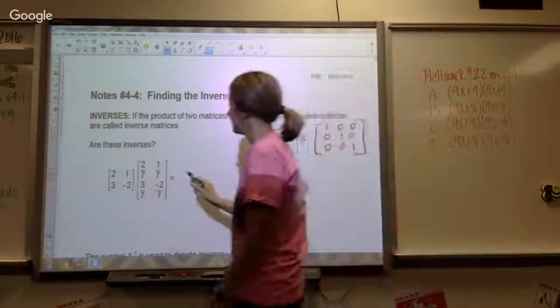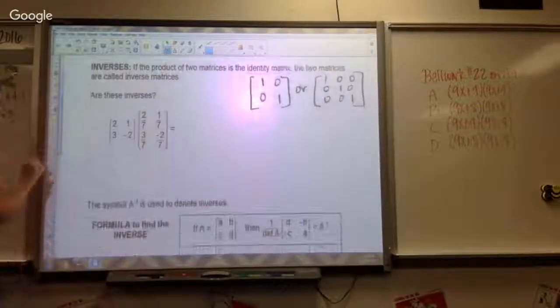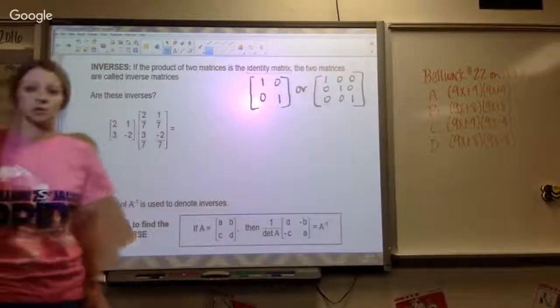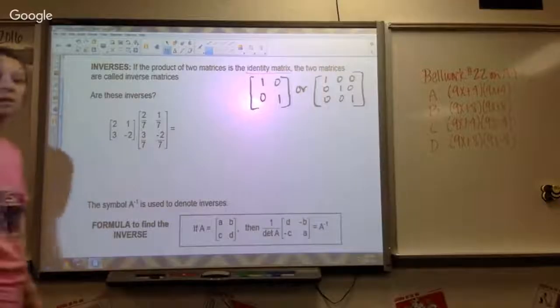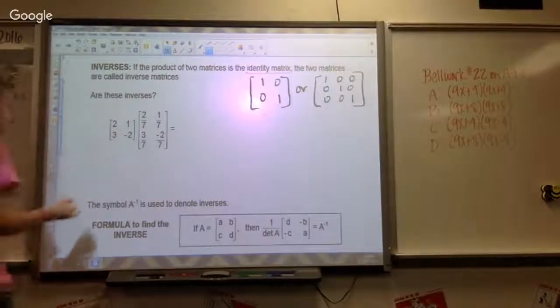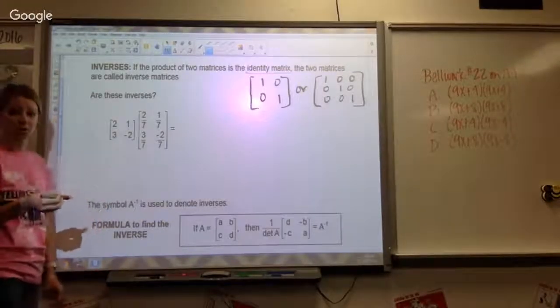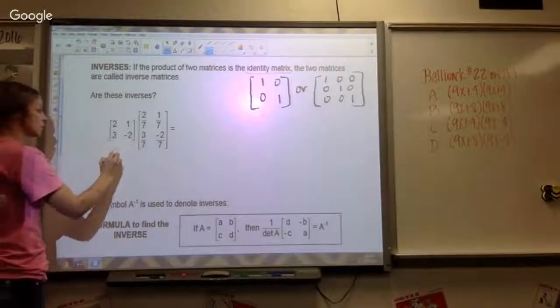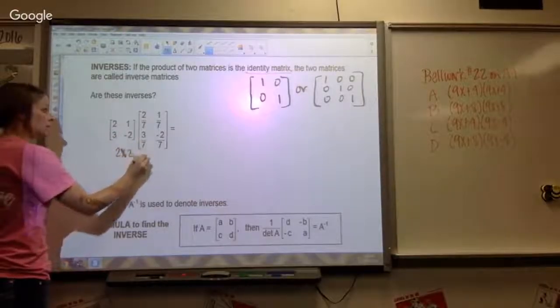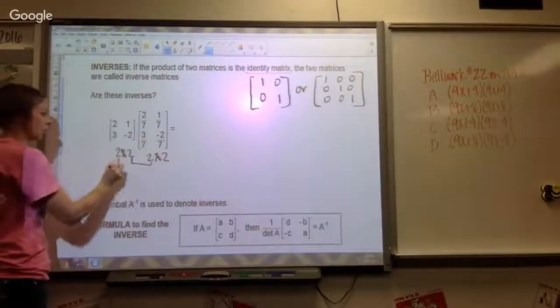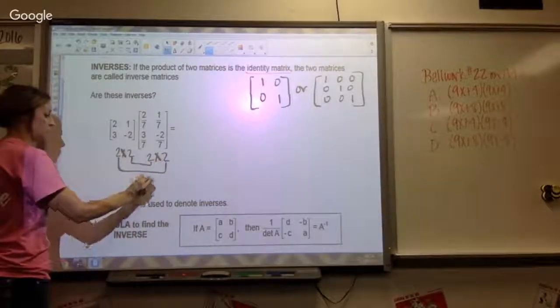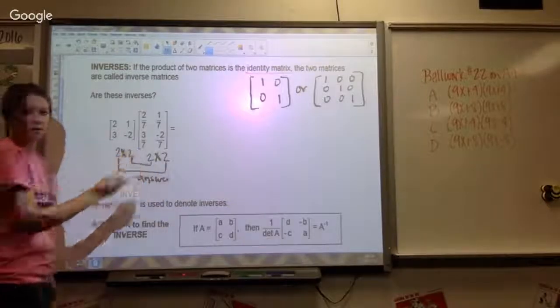Okay, so this example here, we're given two matrices. It says, are these inverses? So what we need to do is we need to multiply them and see if we get the identity matrix. If we do, then they are inverses. So remember, whenever you're multiplying, you need to check your order. This is a 2 by 2. This is a 2 by 2 also. So the insides match. Our answer will be those outside numbers.